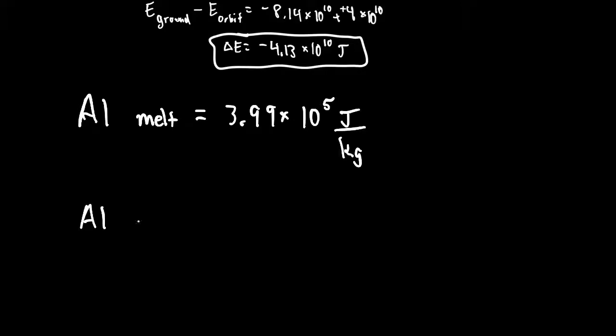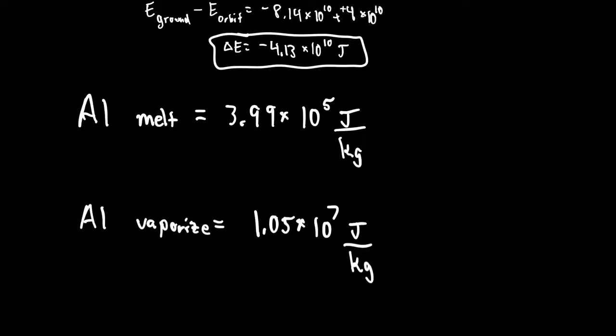And the aluminum vapor, to vaporize this satellite, is equal to 1.05 times 10 to the 7 joules per kilogram. Now I need to figure out how much energy it is going to take to melt my satellite. This tells you you need 3.99 times 10 to the 5 joules per kilogram of weight to melt this.